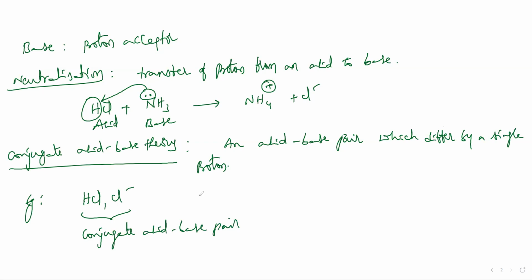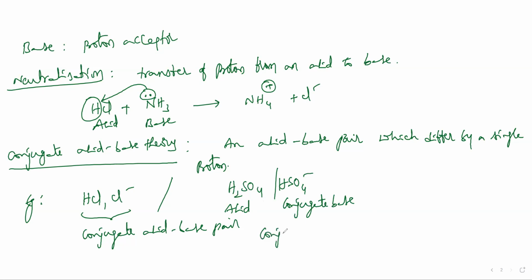Okay. Similarly, H2SO4, HSO4 minus. Now here again, they are differing by a single proton, right? So what is H2SO4? Acid. If you remove a proton from acid, you will get its conjugate base. Okay.